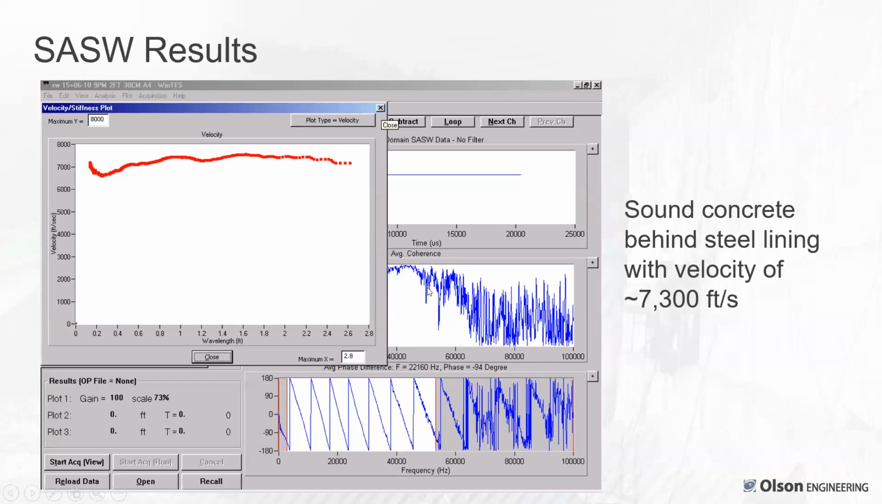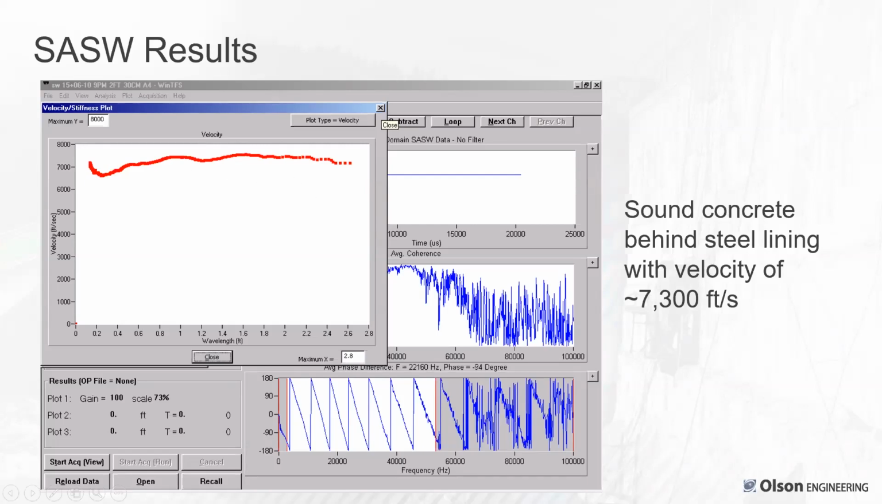This shows a good overlay of the software. The phase plot is shown in the bottom. You can see a number of phase cycles that are pretty clean. And that's plotted in the upper left as velocity versus wavelength, the dispersion curve. Nominally 7,300 feet per second on average, a little slower near the surface, but then pretty consistent. So this is good quality concrete, as it's 56% of the compressional velocity.